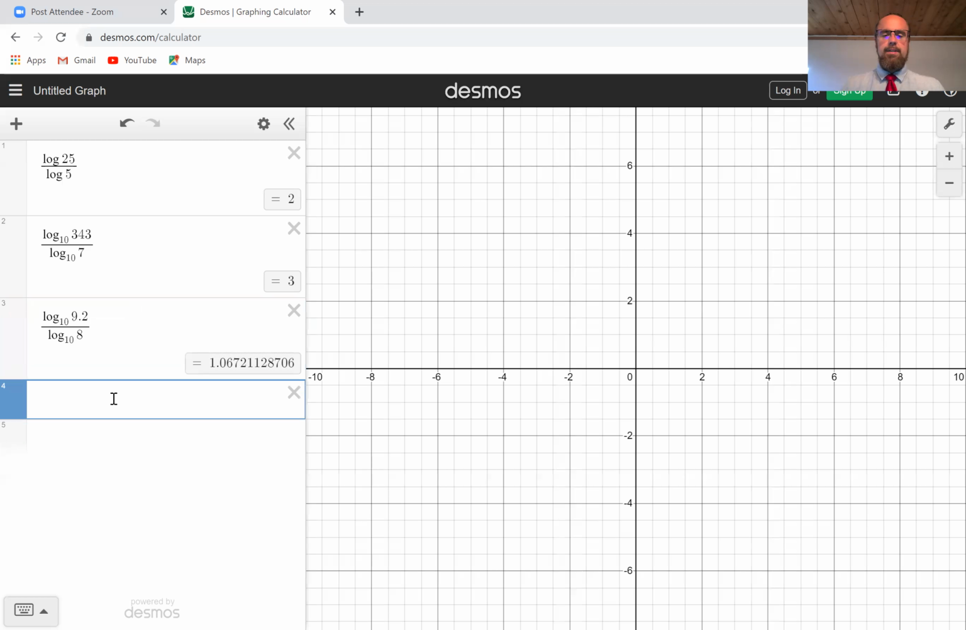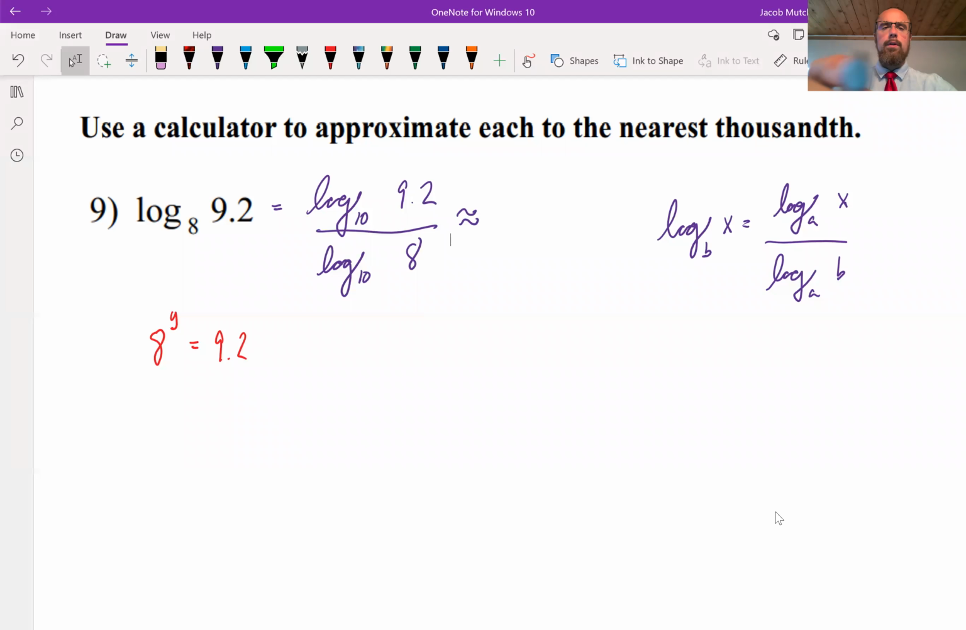And again, we could test it out by just trying it. 8 to the power of 1.067 is very close to 9.2. And we'll record that here. So our final answer here is going to be 1.067.